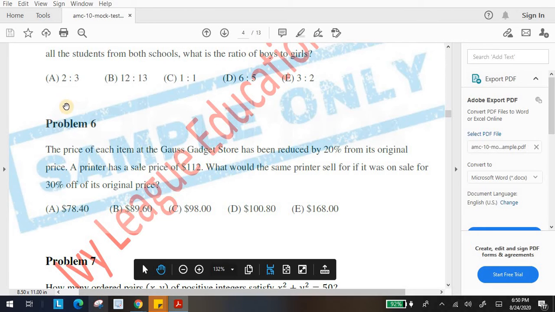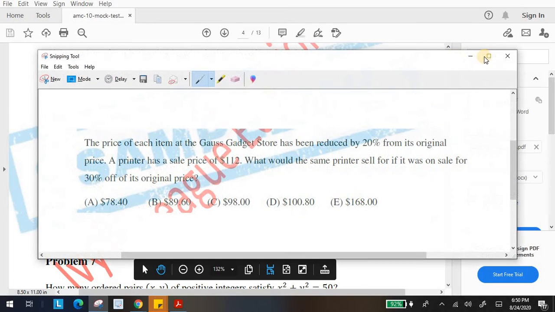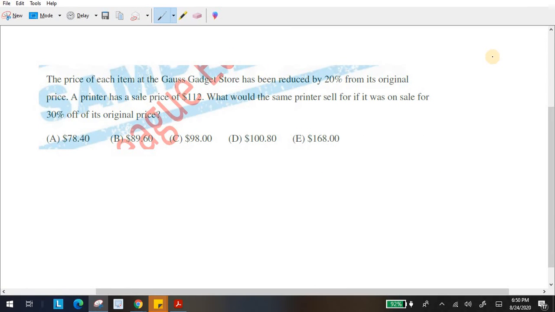Okay. Question number 6. The price of each item at Gauss Gadget store has been reduced 20% from its original price. A printer has a sale price of 112. What will the same printer... Oh, easy. Okay.